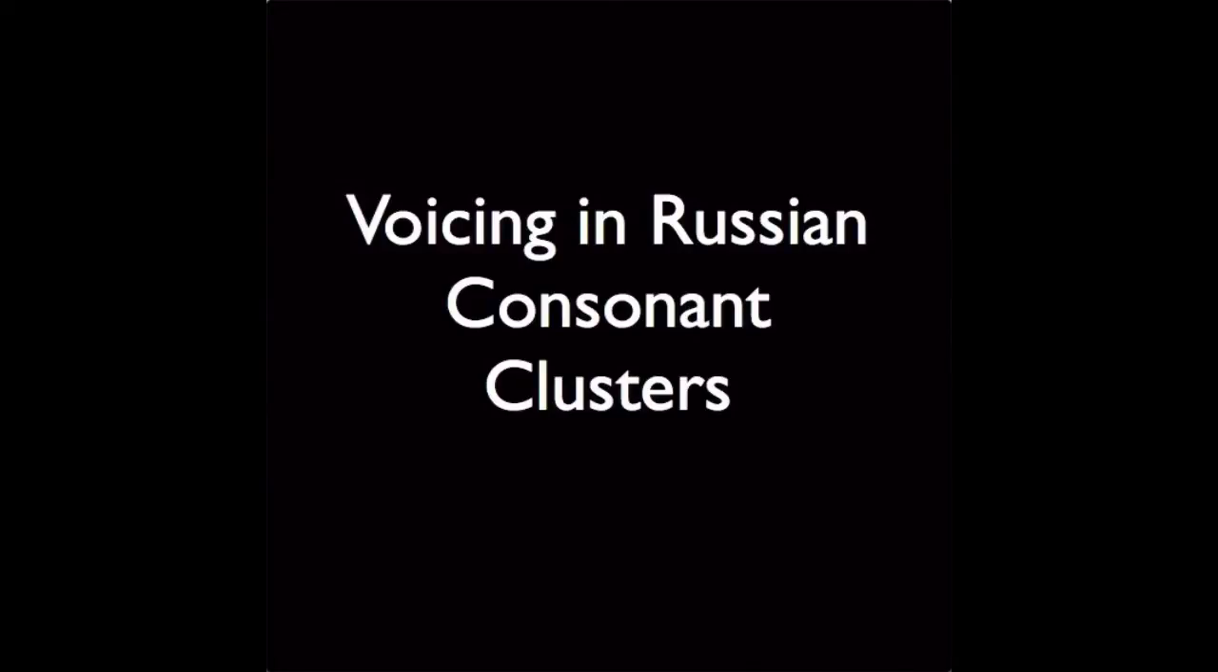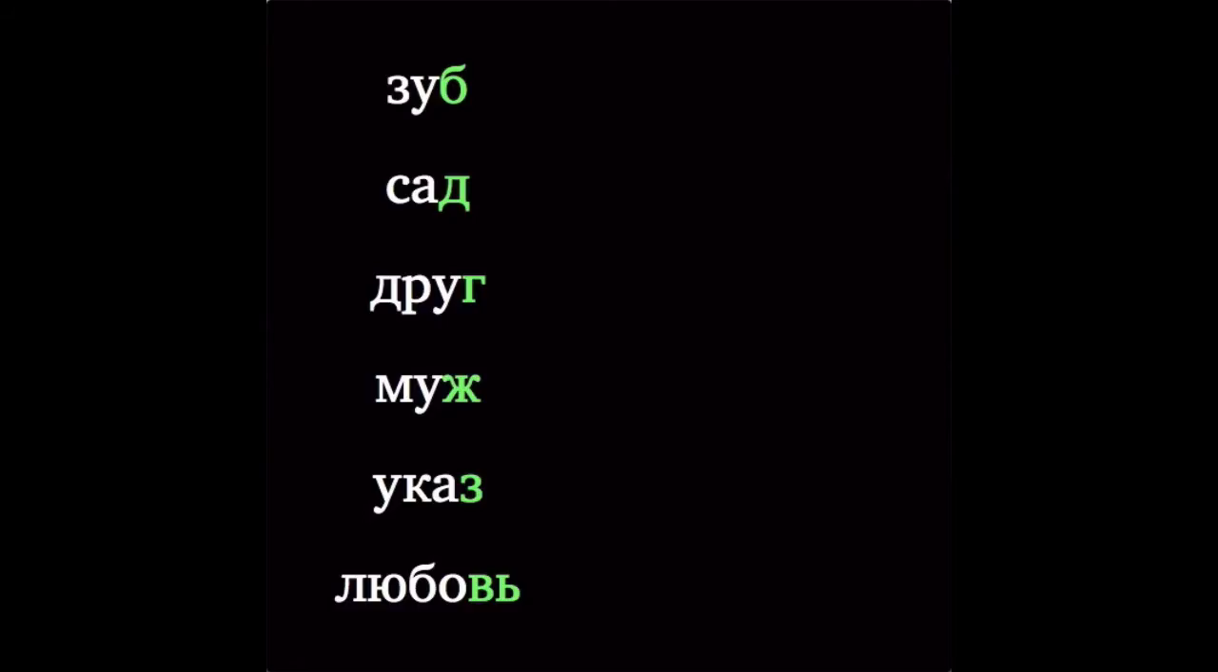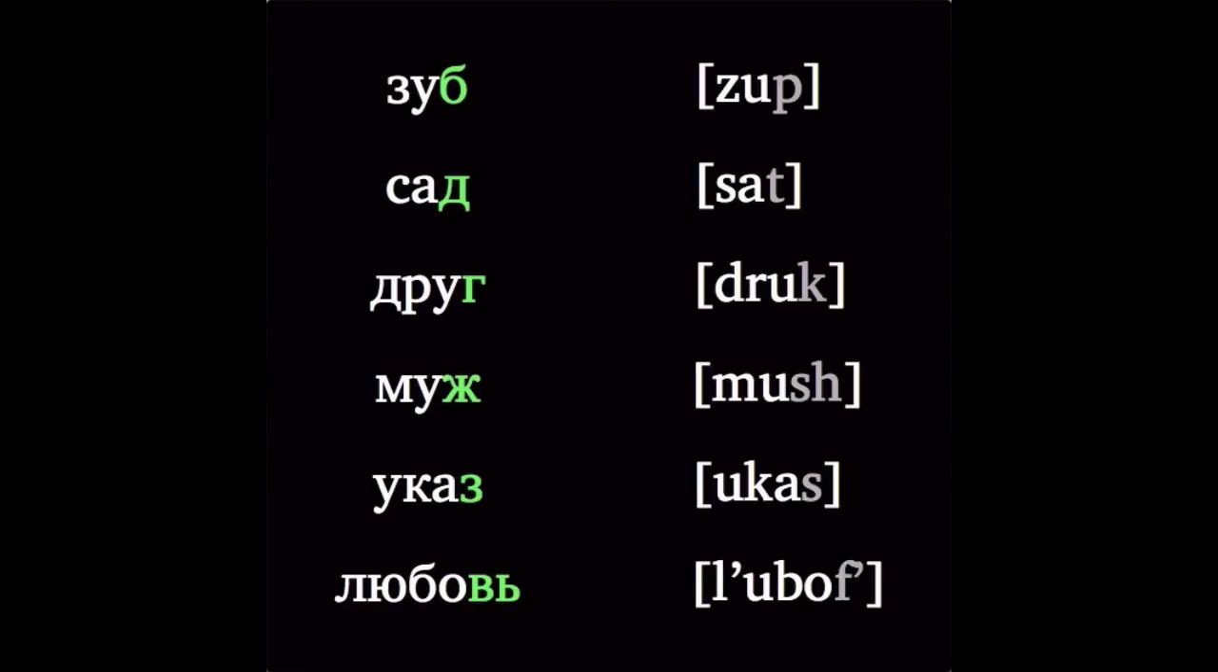In a previous video, we saw how some consonants are voiced, that is, they're pronounced with vibration of the vocal cords, and others are voiceless or unvoiced, that is, they're pronounced with no vibration of the vocal cords. We also saw how in Russian, most voiced consonants at the end of a word are devoiced, that is, they sound like their voiceless counterparts even though the spelling doesn't change.